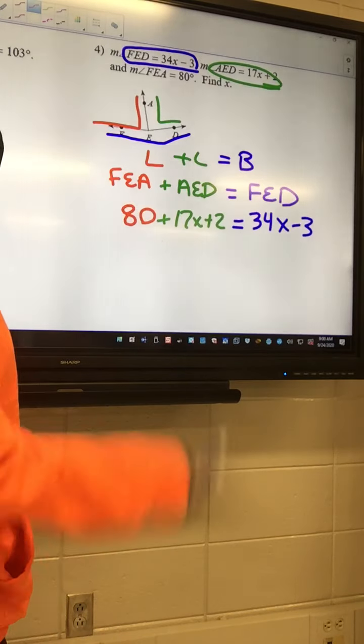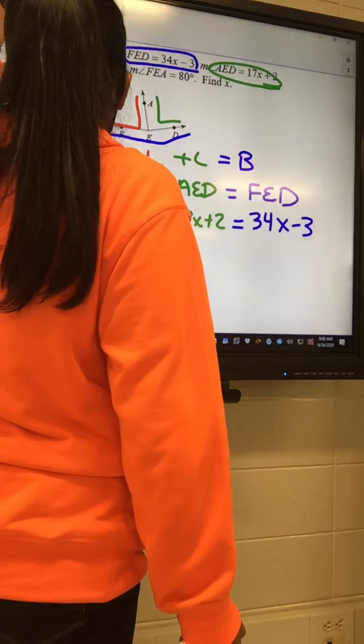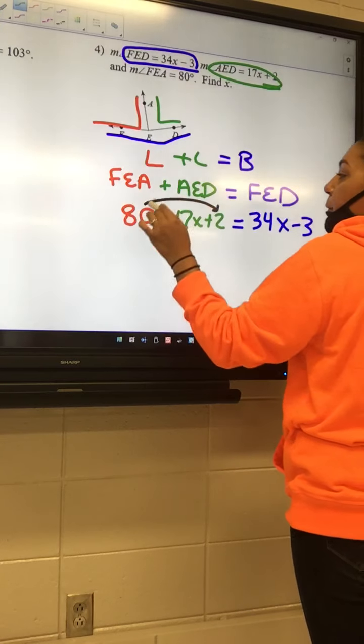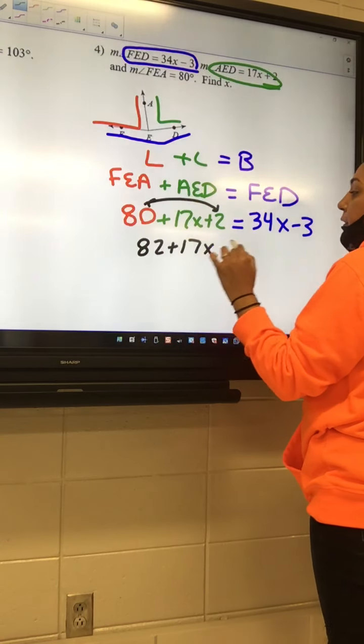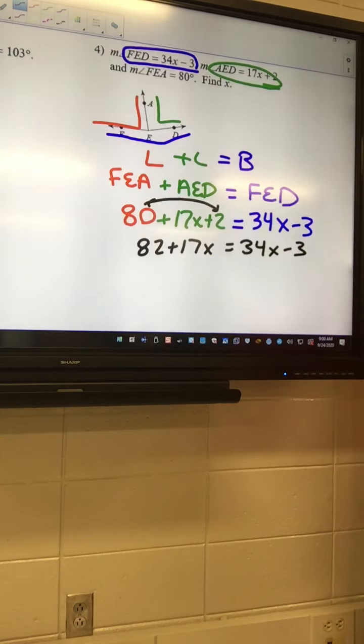So I got 80 plus 17x plus 2 equals 34x minus 3. We can do the plus 2 and the... The plus 2 and the what else? Minus 3. Close. And the 80. And that equals 82. Perfect. So 82 plus 17x equals 34x minus 3.